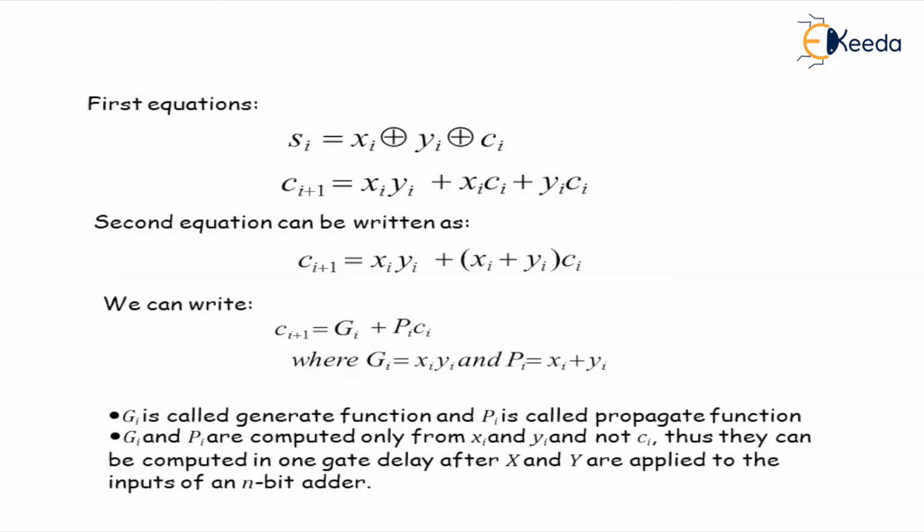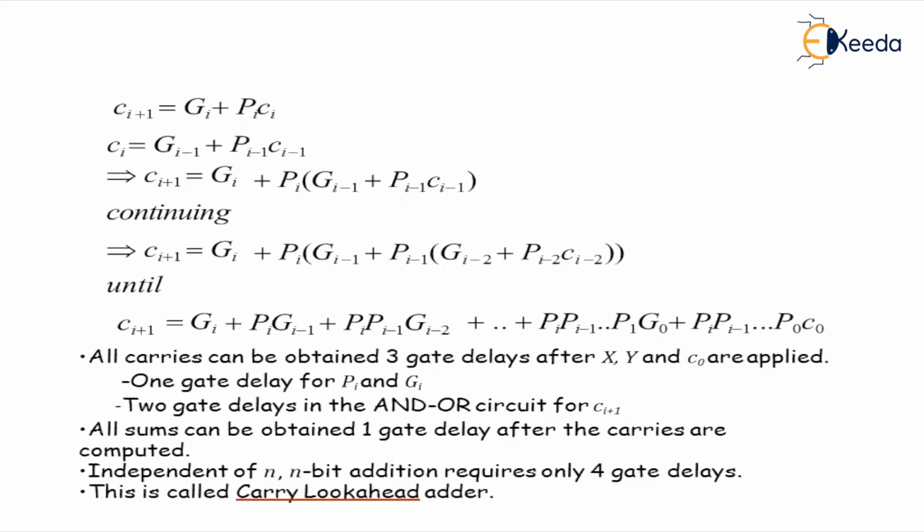We can write this as C of i+1 is equal to generate and propagate, plus the combination of carry bit and the propagate bit, where P of i is the combination of xi plus yi and gi is xi into yi. Gi is called the generate function and pi is called the propagate function. Now gi and pi are computed only from xi and yi and not from ci. Thus they can be computed in one gate delay after x and y are applied to the inputs.